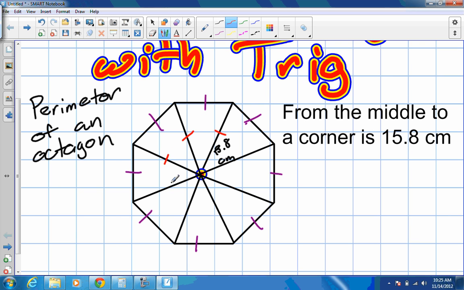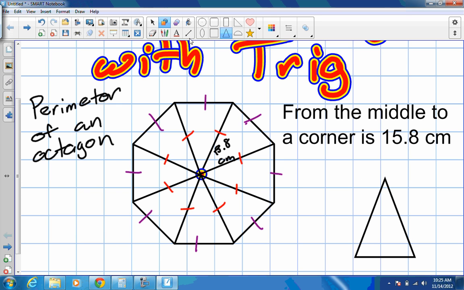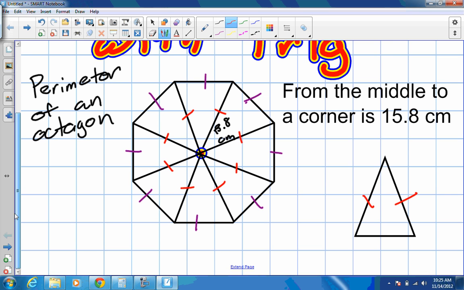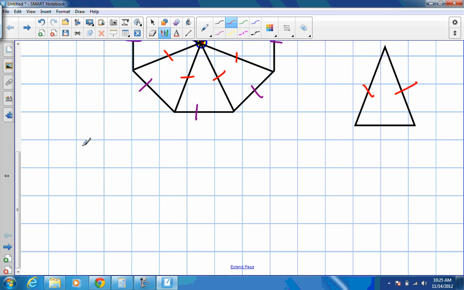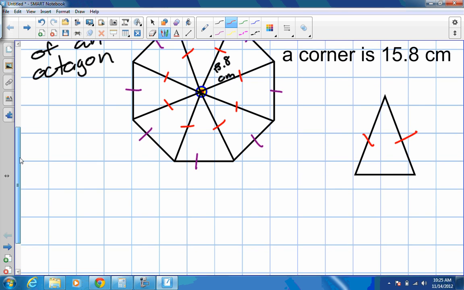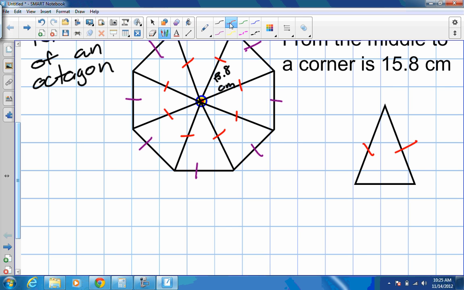With that being said, we're going to isolate this into one triangle. So we're going to focus on just one triangle. We'll recreate it on the side here. We'll call that one of the triangles. We know that the 2 side lengths are going to be the same, 15.8. So what type of triangle do we have here? Isosceles. Good. It has 2 sides that are the same length, and the 2 lengths are 15.8 centimeters. Both of them are.